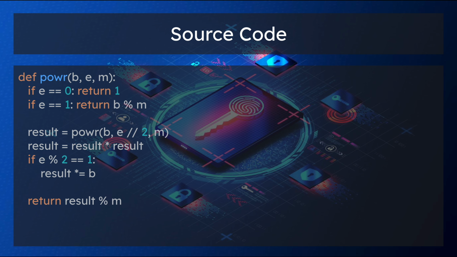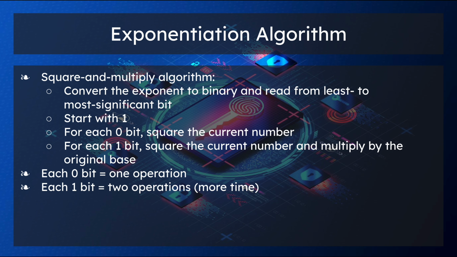It does the exponentiation. And if you explore it for a second, you'll notice that this is an implementation of a square and multiply algorithm. And all this means is that we convert the exponent to binary, read it from the least to most significant bit, so that's right to left. Our starting number is 1, and for each 0 bit that we read in the exponent, we square our current number. And for each 1 bit we read, we square the current number and multiply by the original base that we have.